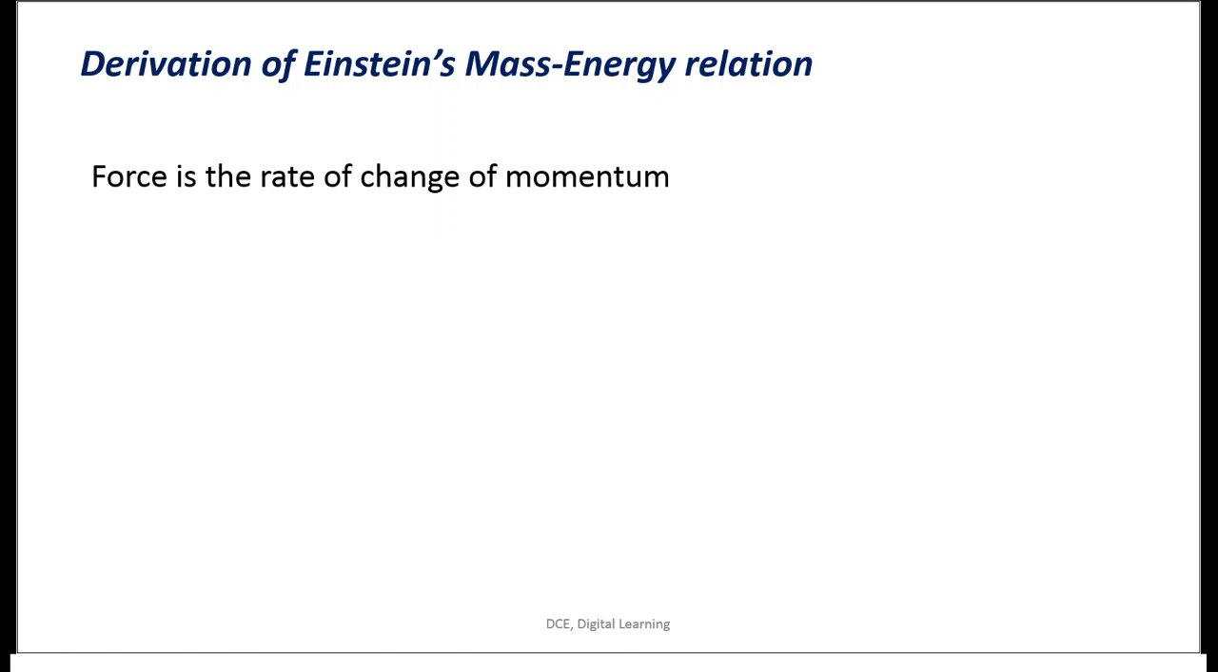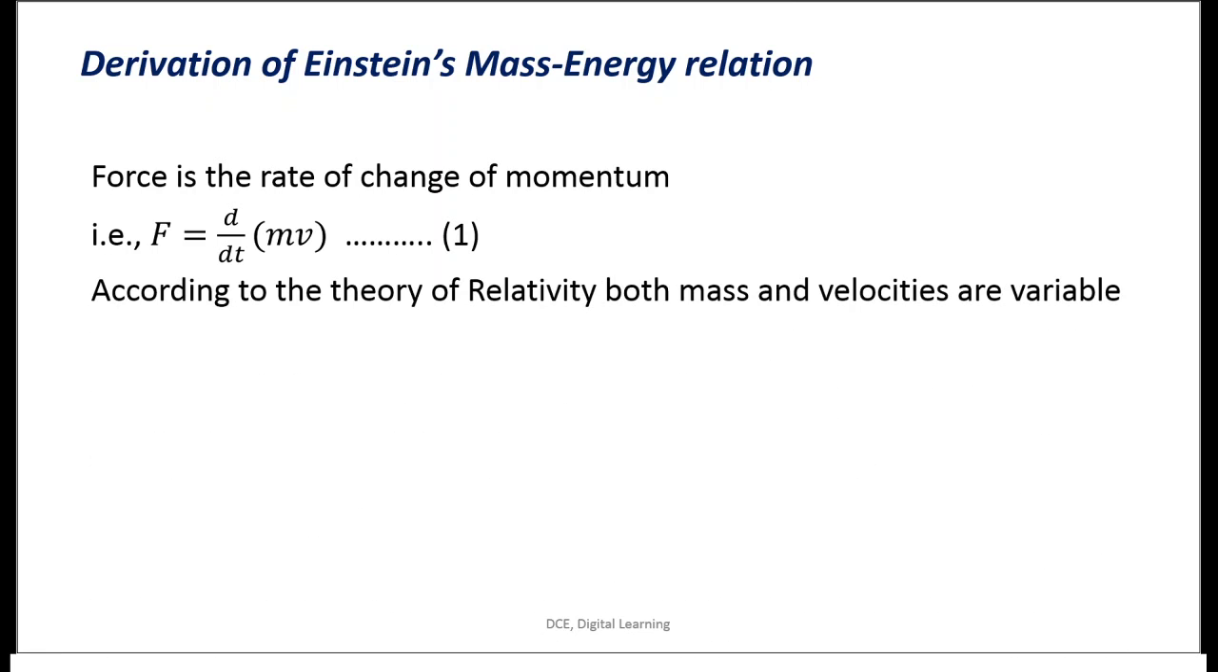As we know, force is the rate of change of momentum. That is, we write force in the form F is equal to ma, and F is equal to d by dt of mv, where mv is the momentum, the product of mass and the velocity of the particle. Force can be written in this form also. Call this equation 1.